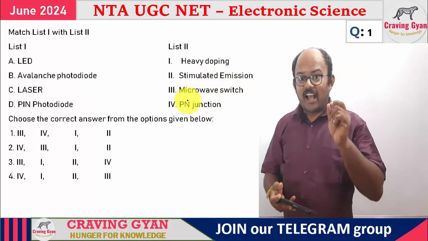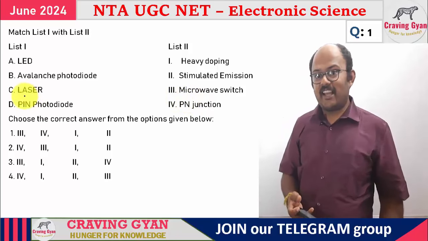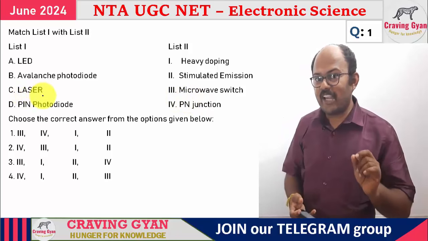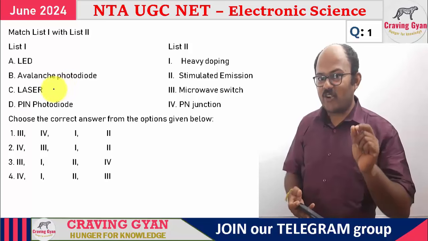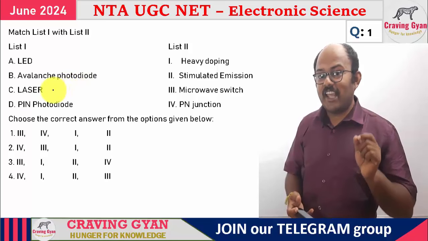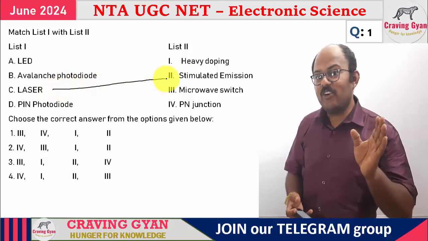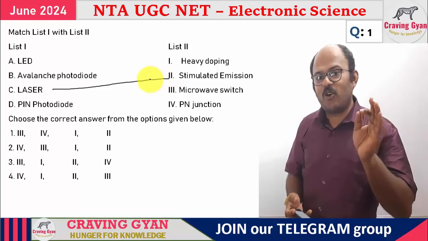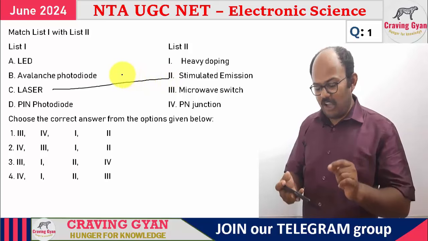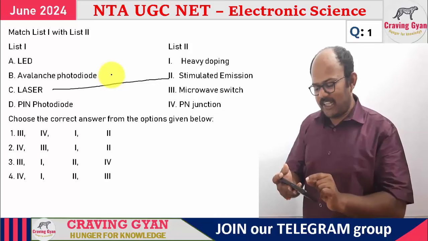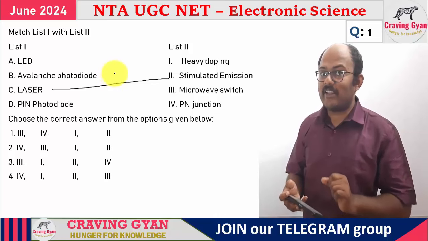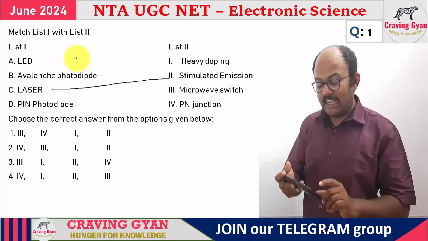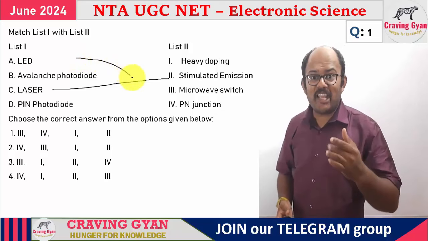Now, as the acronym of laser indicates, light amplification by stimulated emission of radiation, so it is a stimulated emission. LED is going to obey spontaneous emission. So for option C, the corresponding option is 2, nothing but stimulated emission. And LED is made up of a PN junction.